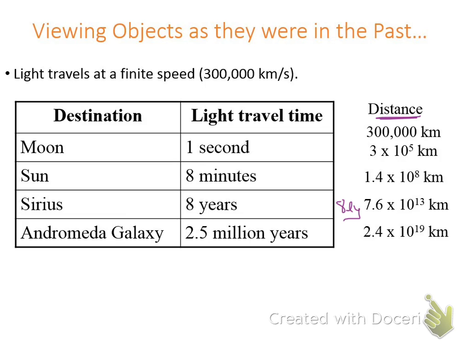So here finally we can put to use the little exercise we did with scientific notation. 8 light years to Sirius, doing the math in terms of kilometers, is 7.6 times 10 to the 13th kilometers. To unpack that, you take that decimal and move it over 13 places and add zeros. That's a lot of kilometers. Andromeda Galaxy, 2.5 million light years away, 2.4 times 10 to the 19th kilometers.